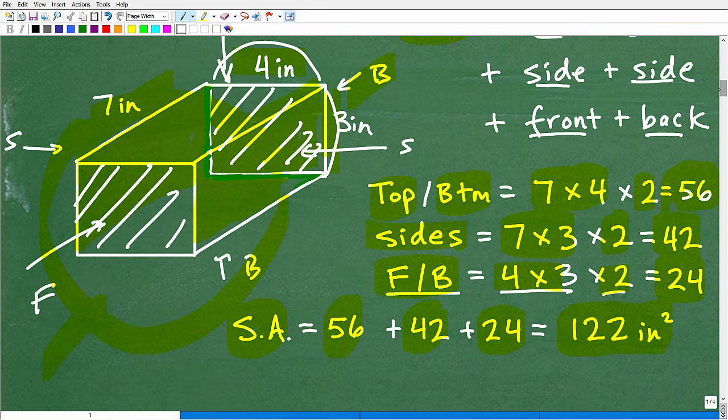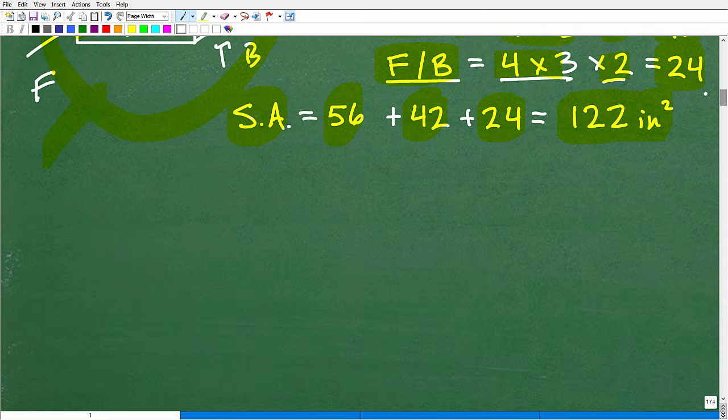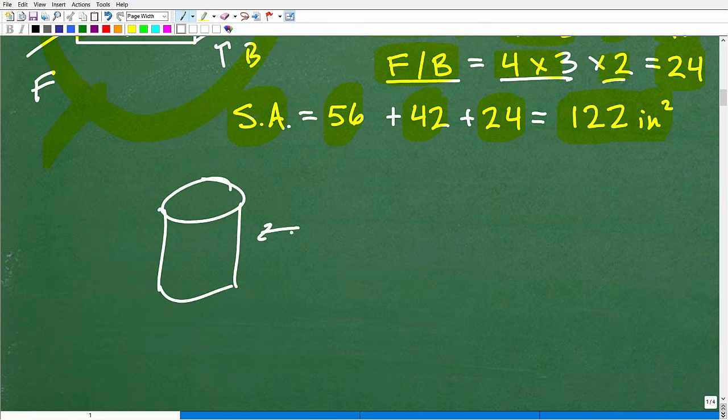You could have a cylinder, like a can-looking thing, and you wanted to find the surface area. It's still, conceptually speaking, the wrapping area. How much wrapping paper, if you will, would you need to wrap this? Well, you have a top and a bottom, and then you have all the sides here.